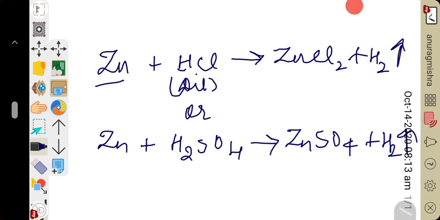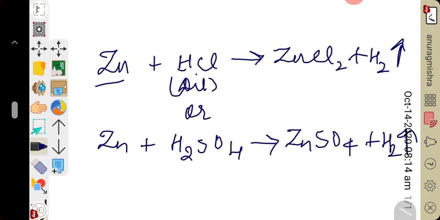Sometimes a question is asked: give reason why pure zinc is not used for the preparation of hydrogen gas in the lab. Zinc granules are preferred for this reaction over pure zinc because the impurity present in the granulated zinc is copper. Granulated zinc contains impurity in the form of copper, which behaves as a catalyst and speeds up the rate of reaction. That's why granulated zinc is preferred over pure zinc.